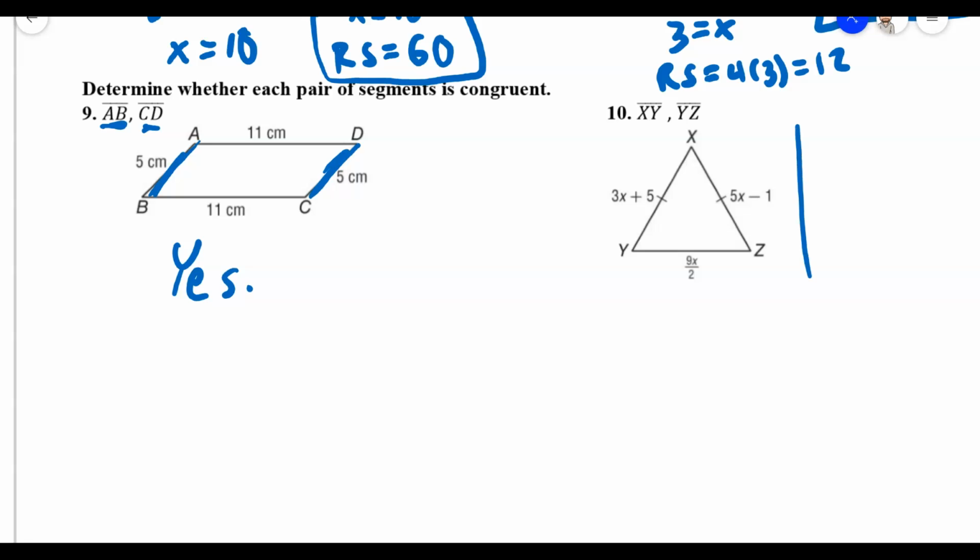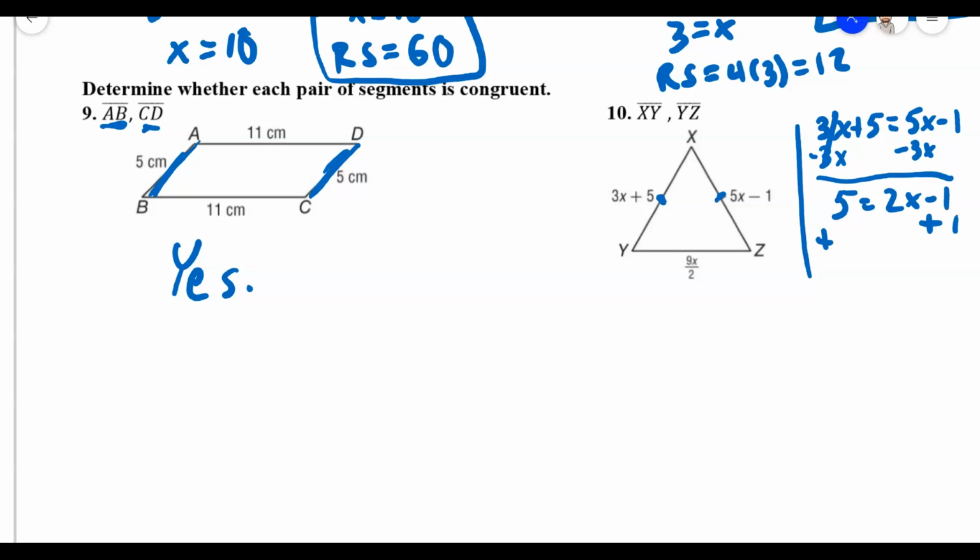First thing I can do is solve for x, right? Because they're telling me that these two segments are congruent. 3x plus 5 equals 5x minus 1. So let's solve for x here and see what happens if I subtract 3x from both sides. So no more x's here. We just have 5 equals 2x minus 1. And then I'm going to add 1 to both sides. So I get 6 equals 2x. And I find that if I divide by 2, x equals 3.